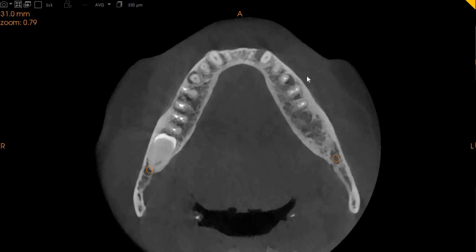The lower left 6 also has a similar lesion, which you can see right here.